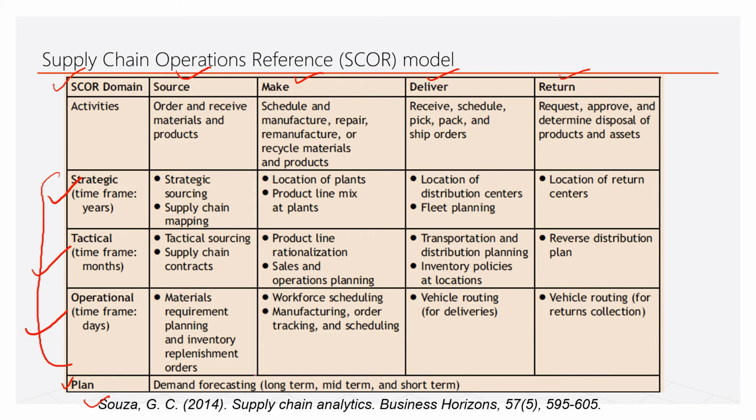As we have seen, in planning what we are trying to do is forecast the demand, and then see whether we would be able to meet that demand. So we have to check whether we have enough capacity, enough financial resources, enough machinery, and enough labor available in order to meet this particular demand. So this is the planning part.